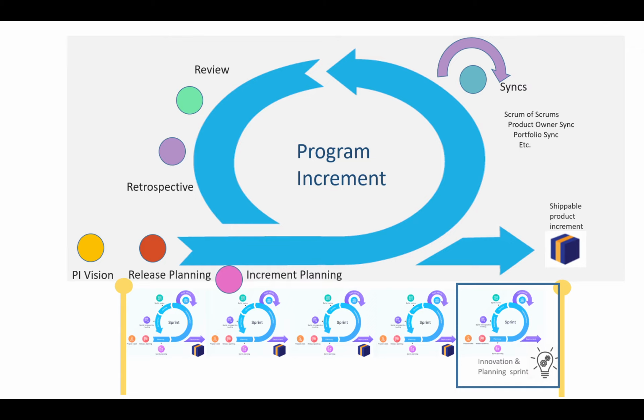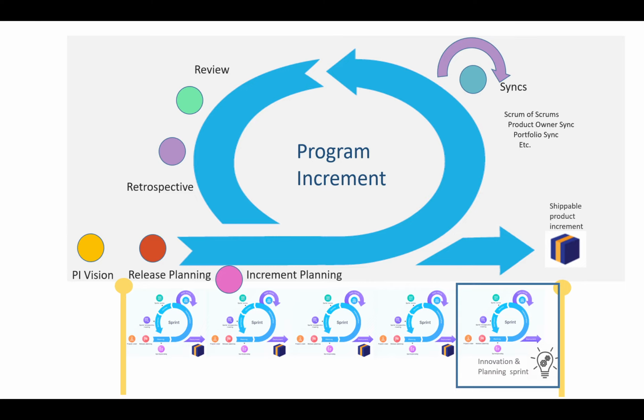Now, also note that the final sprint of a PI is an innovation and planning sprint. It's different to the other sprints because it does not contribute towards the shippable increments. As the name suggests, it's used for innovation and planning.